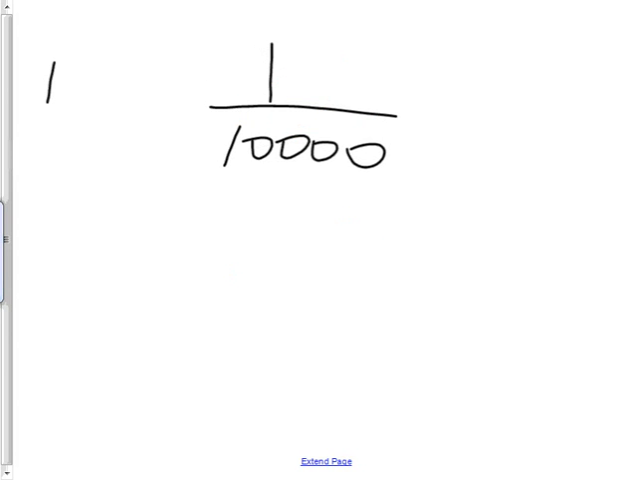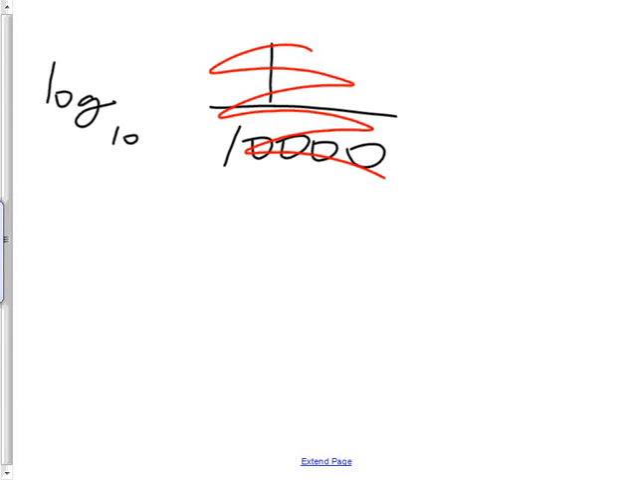All right, so this part right here can be changed to 10 to the negative 4. And then the answer's negative 4.